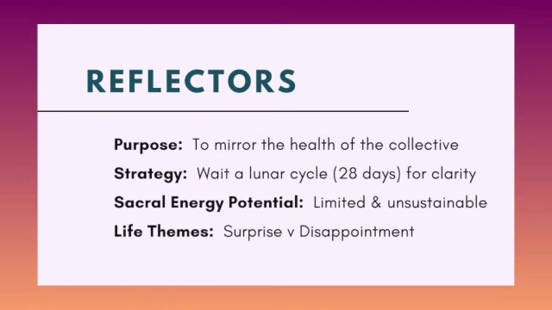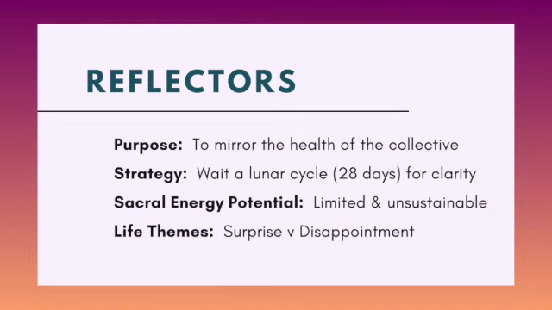And our reflector. The reflectors are the least common human design type. Their purpose is to literally mirror the health of the world, the cosmos, the universe, groups around them, people around them. They can tell us if a group, if our world is functioning correctly, and they can point out where the dysfunction is and help us sort it out. But they need to be invited to do that.